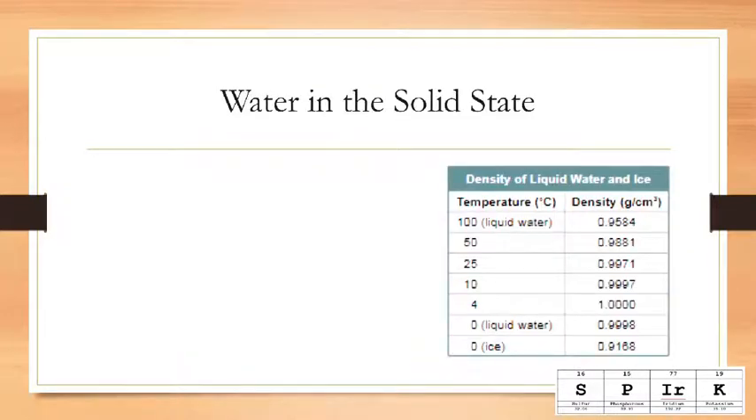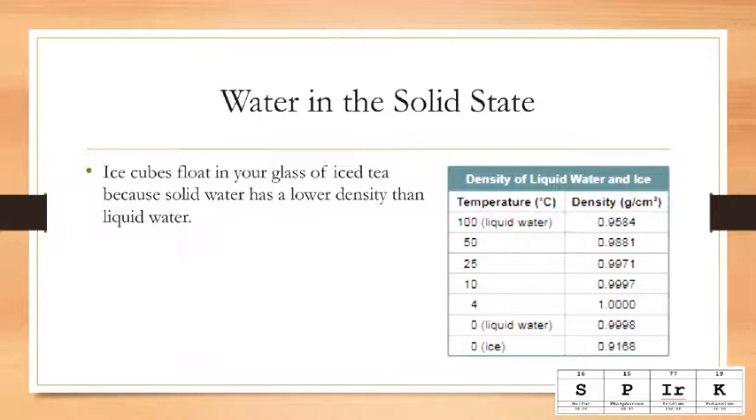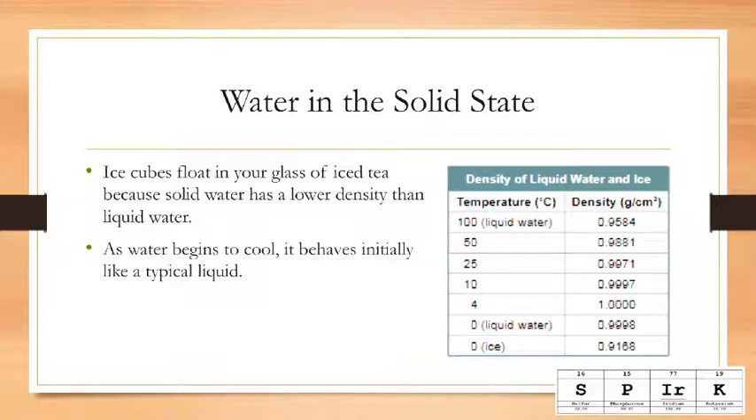So if we look at water in the solid state, ice cubes float in your glass of iced tea or whatever else you're drinking because solid water has a lower density than liquid water. As water begins to cool, it behaves initially like a typical liquid. Below 4 degrees Celsius, water no longer behaves like a typical liquid. This is highly unusual for liquids.